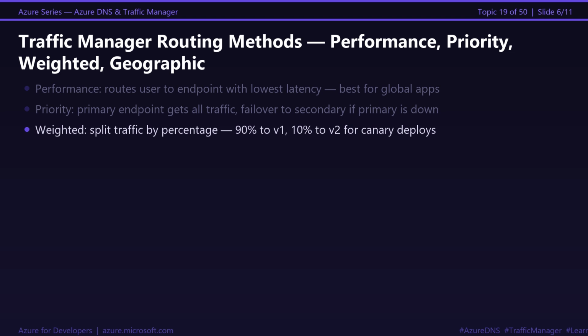Geographic routing enforces data residency. European users only reach European endpoints. Required for GDPR and similar compliance requirements.